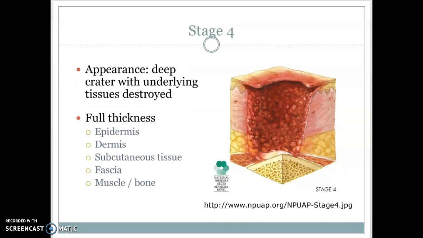So then stage 4, again, a deep crater, underlying tissues are affected, and now we're all the way to muscle or bone or fascia. We're through both layers of skin, through the subcutaneous fat, and we're to deeper tissues like fascia, muscle, or bone.